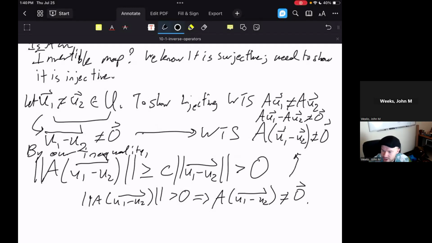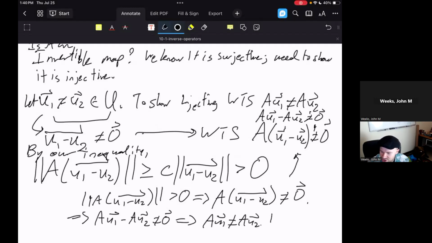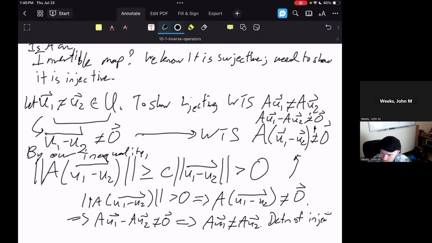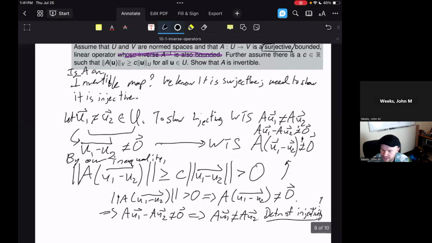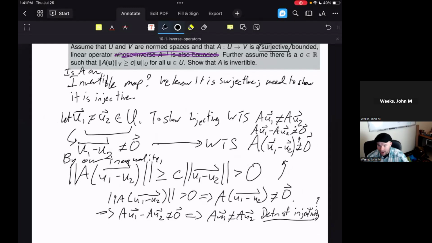Well, now we just get to follow everything all the way back, which eventually is going to be able to say AU1 minus AU2 is not equal to the 0 vector, which means that AU1 is not equal to AU2. And this is the definition of injectivity. So this showed us that we actually do have an injective map just from this inequality and using the definition of it.